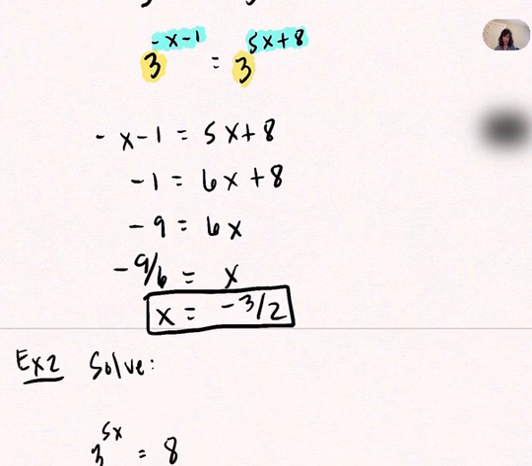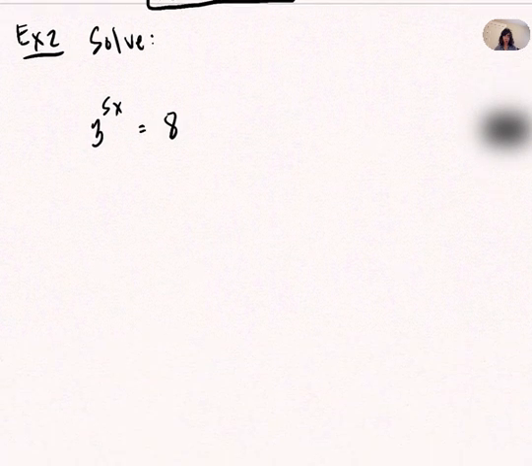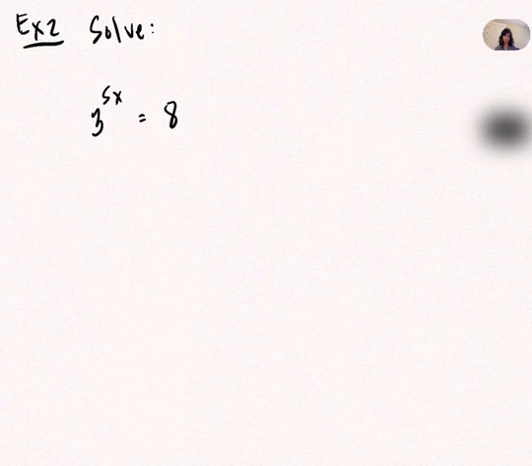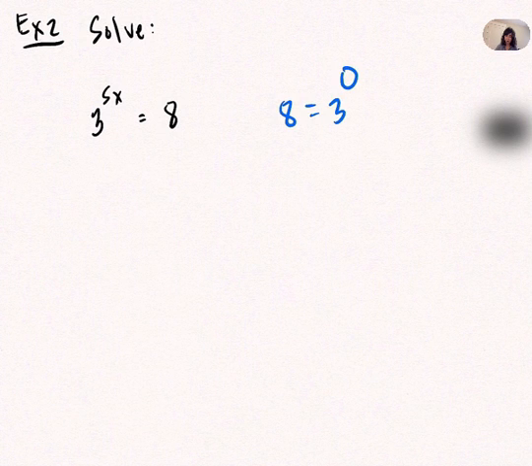Okay, let's look at another example. This time we want to solve this equation, 3 to the 5x equals 8. Now, if we tried to make these have the same base, we're going to get stuck, and that's because we can't write 8 as 3 to a power, so we can't do 8 equals 3 to something, because 8 can only be written as 2 times 2 times 2. It can be written as 2 to a power, but you can't write it as 3 to a power. So trying to rewrite them so they have the same base is not going to work.